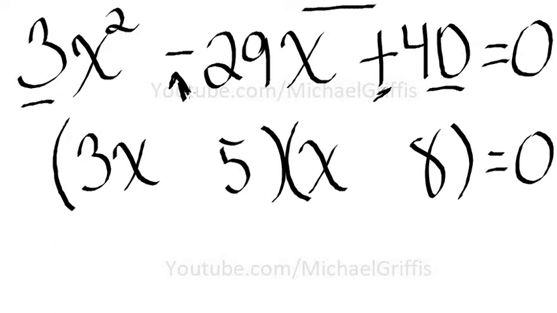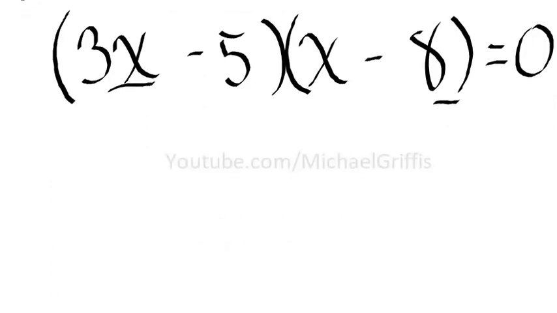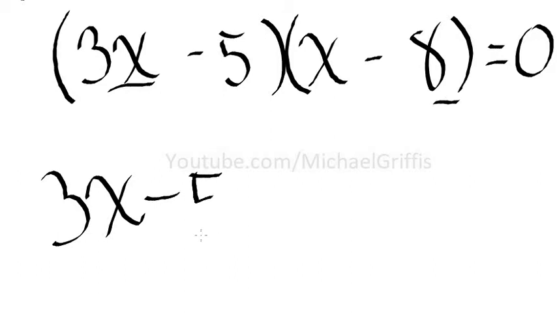Let's try both negative here. So we have 3x times 8 is 24. 24 and 5, there you go, is 29. Okay, I don't know if I got lucky or what. I feel like I did. All right, so now what we're going to do is set both of these equal to 0.